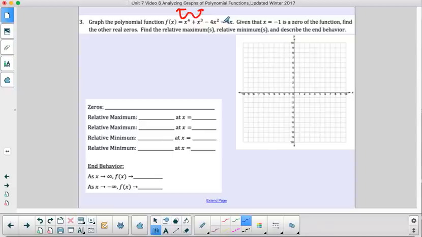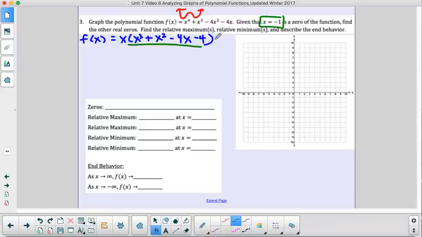It has a GCF. So I am actually going to go ahead and factor out a GCF. So we'd have x, and then we'd have x to the 3rd plus x squared minus 4x minus 4. And then they're telling me another 0 is negative 1. So I'm going to use this piece and this to find my other 0. So I would have negative 1 in my little box.